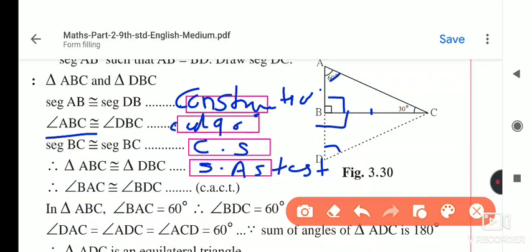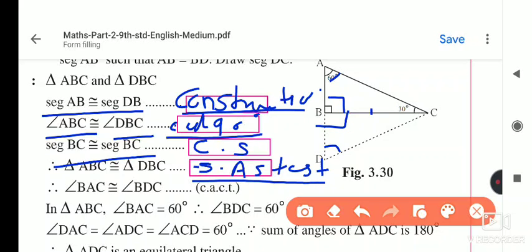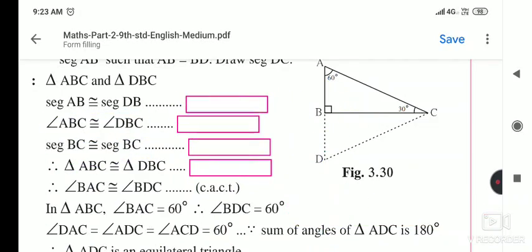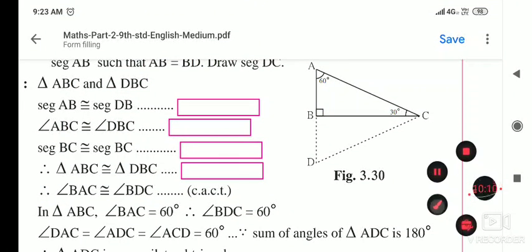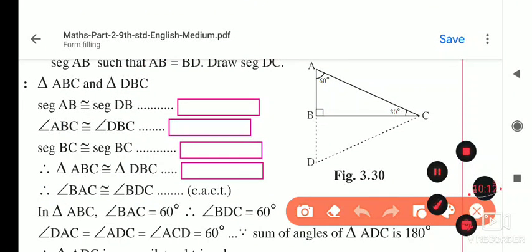It will erase. So AB is congruent to DB, it is our construction. ABC is congruent to DBC, each 90 degrees. BC is equal to BC, that is the common side, and that is why these two triangles are congruent by the SAS test. Now once they are congruent, their remaining sides and remaining angles are also congruent. So these are the remaining angles, angle A is congruent to angle D. We have to show that.